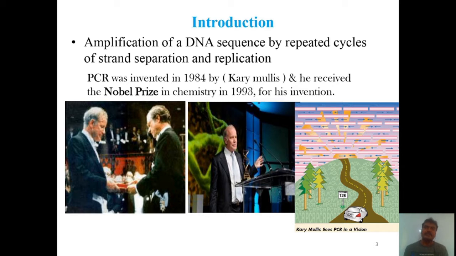Who invented this PCR machine? PCR was invented by Kary Mullis in 1984. For that he was awarded the Nobel Prize for chemistry in 1993. This picture clearly shows he got a Nobel Prize for chemistry for the invention of PCR.